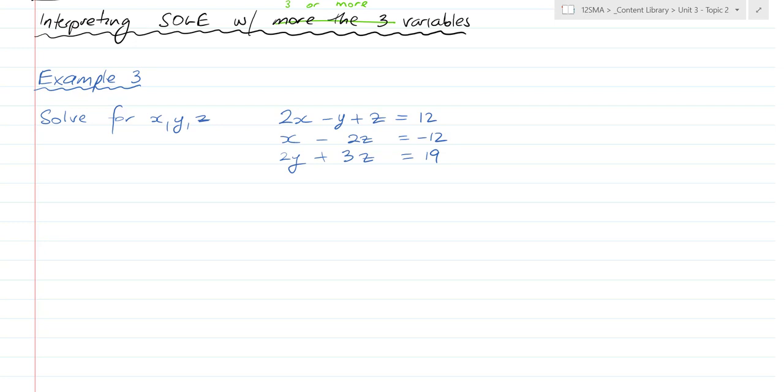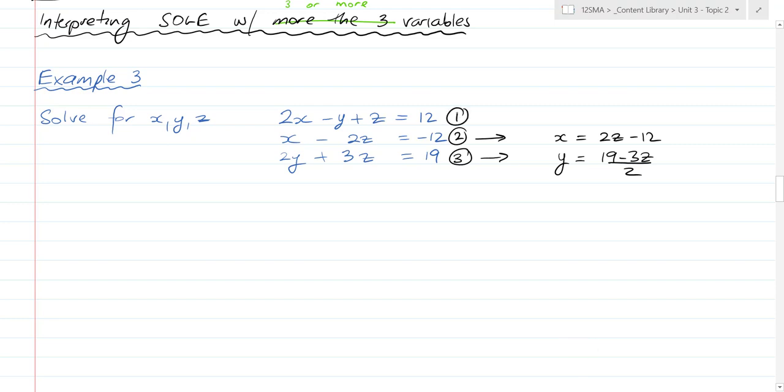Now, remember from last year that we could solve this using a matrix method, and we'll get to that in chapter 7, but for now we're just dealing with it in terms of the function itself. What I'm going to do is recognise that from equation number 2, I get x is equal to 2z minus 12, and in equation number 3, I get y is equal to (19 minus 3z)/2, and that helps me because I can use that in equation number 1.